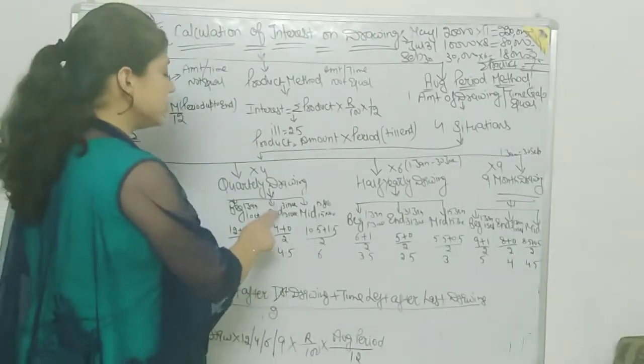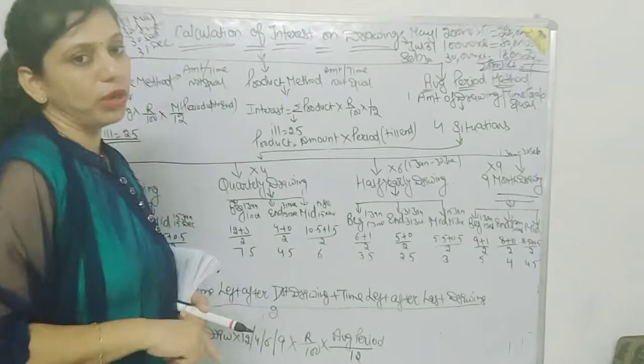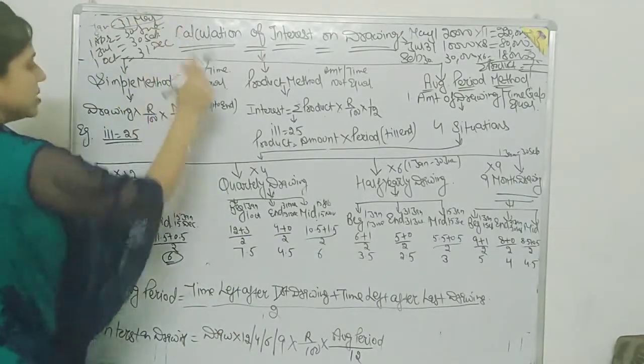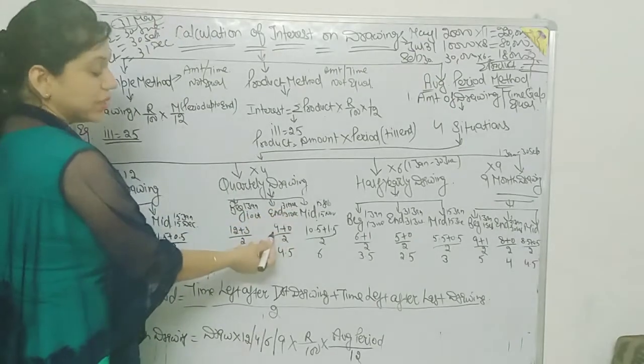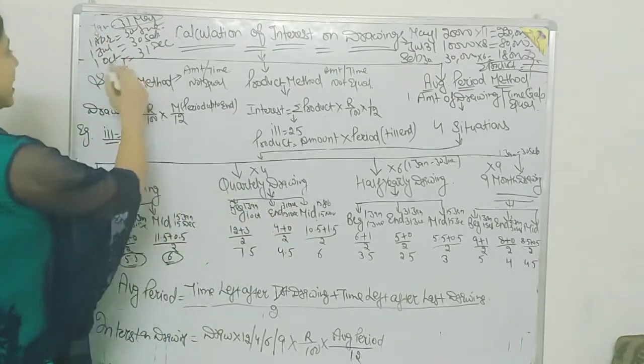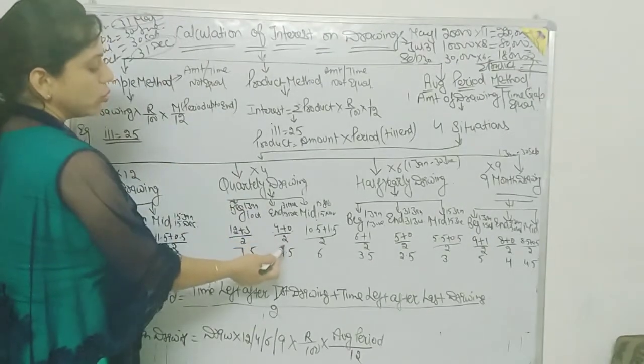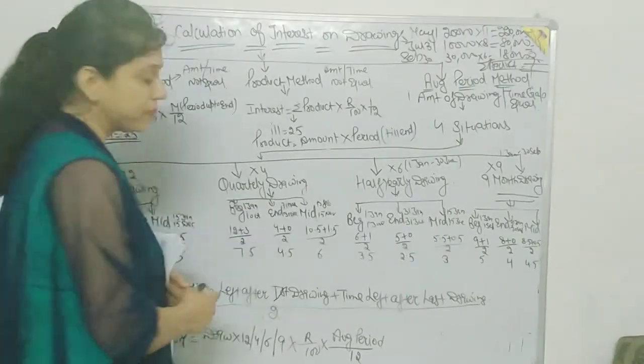Again we will discuss if it is the end of every quarter. End of every quarter means the first quarter ends on 31st March, so time left is 9 months. And the last quarter ends on 31st December, so time left is 0. So 9 plus 0 by 2, that means 4.5.